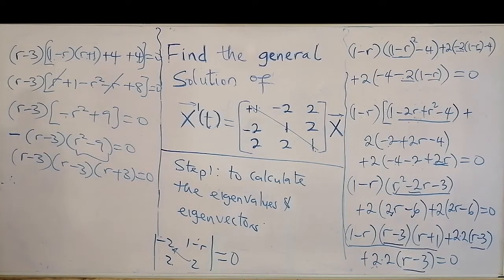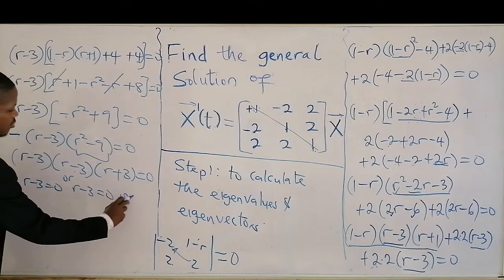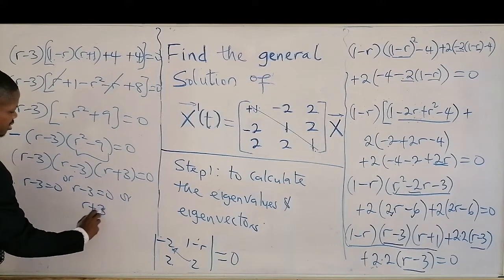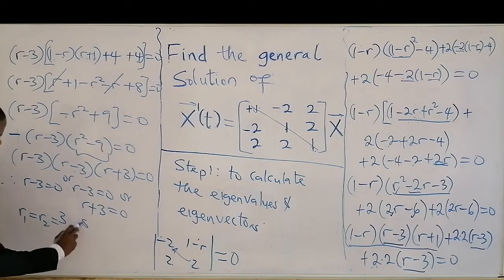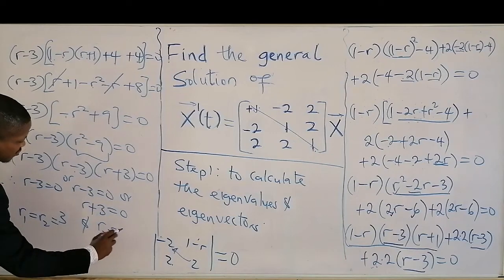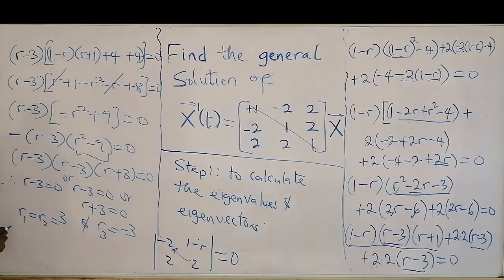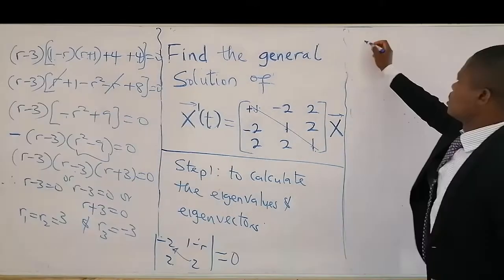So finally, this will be equal to 0, also this one is equal to 0, or r plus 3 equal to 0. So we now have r1 equal to r2 equal to 3, and r3 is equal to minus 3. So these are the eigenvalues.